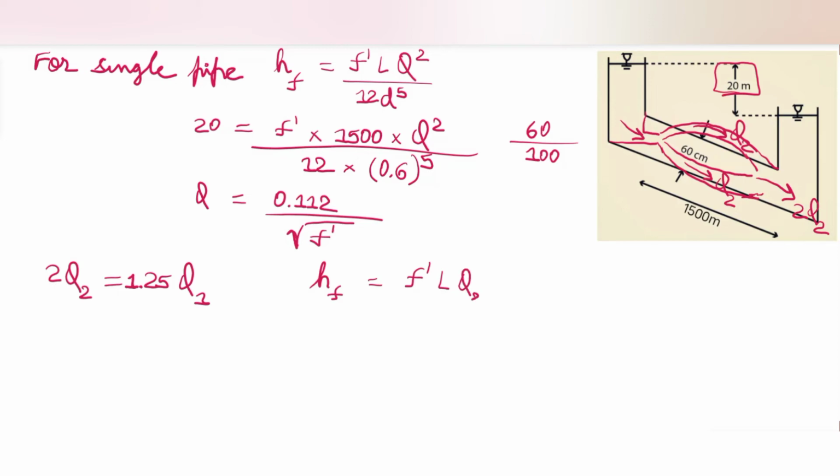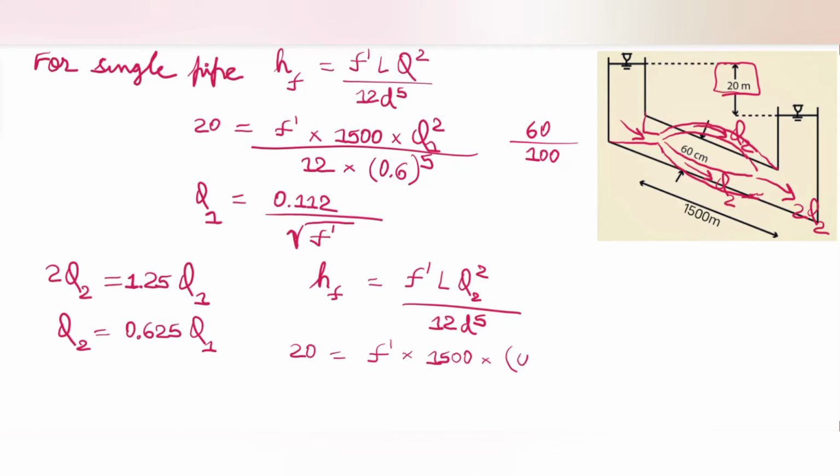Now HF is equal to F dash L Q2 whole square divided by 12 d raised to 5. Here we are having 2Q2 is equal to 1.25 Q1. Therefore Q2 will be equal to 1.25 divided by 2, which is 0.625 Q1. HF is 20. 20 is equal to F dash into L is 1500 into, in place of Q2 we'll write 0.625 Q1 whole square divided by 12 into d raised to 5.